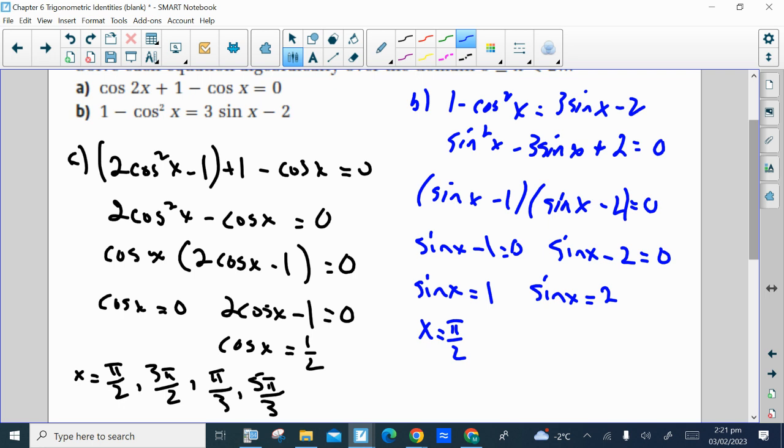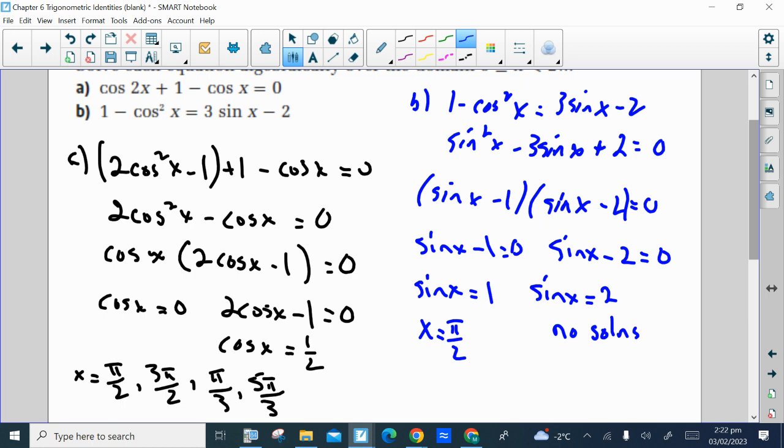Hey, right. Remember the graph of sine only goes up to 1 and down to negative 1. There are no solutions for that because the graph of sine, you remember from chapter 5, goes up to 1 and down as low as negative 1. It never gets to positive 2. So that is the only solution, pi on 2. There are no solutions for where the sine of x equals positive 2.